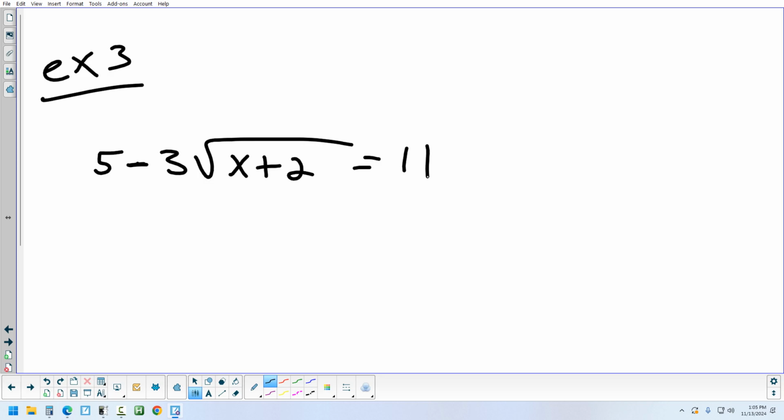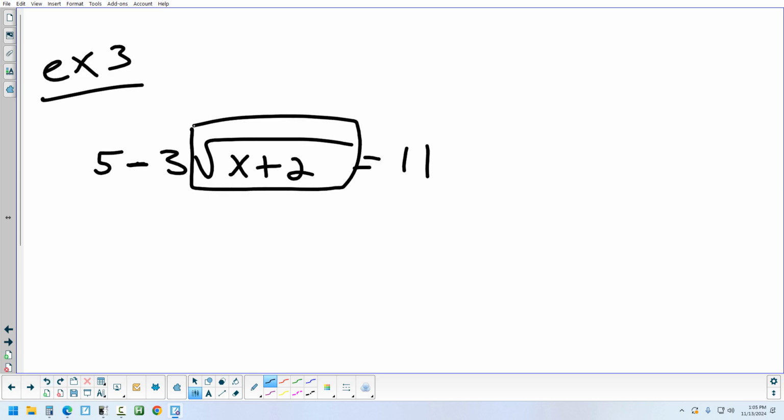Should we combine the like terms first and then subtract it? Like 5 minus, like 2 minus 11, or like that? No, these can't be combined because you always have to do multiplication before subtraction. You have to follow PEMDAS. So no, there's no like terms we can combine. So we just have to get this by itself.